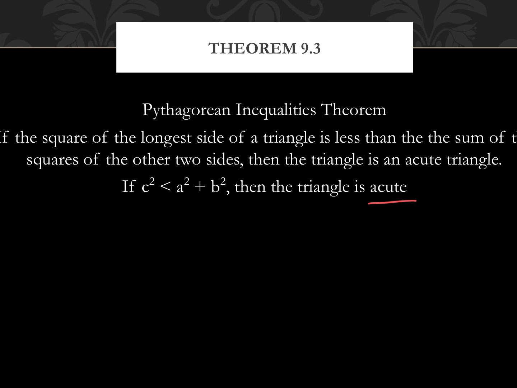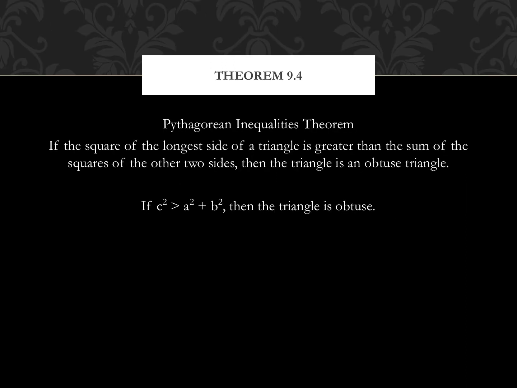What is an acute triangle? All of the angles are smaller than 90. And that's when C squared, when the longest side squared, is smaller than the other 2 sides squared and added together. What do you think happens when C squared is bigger than A squared plus B squared? It's an obtuse triangle, okay? So the obtuse happens when you square C and it's larger than A squared plus B squared.